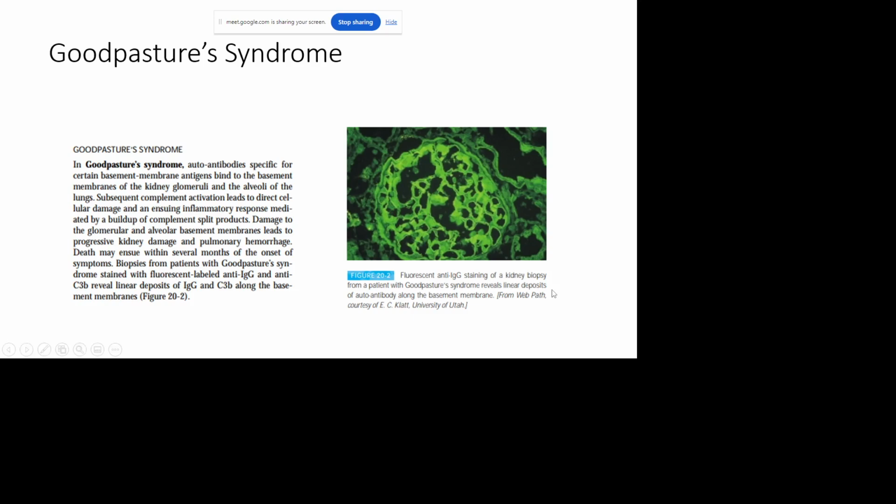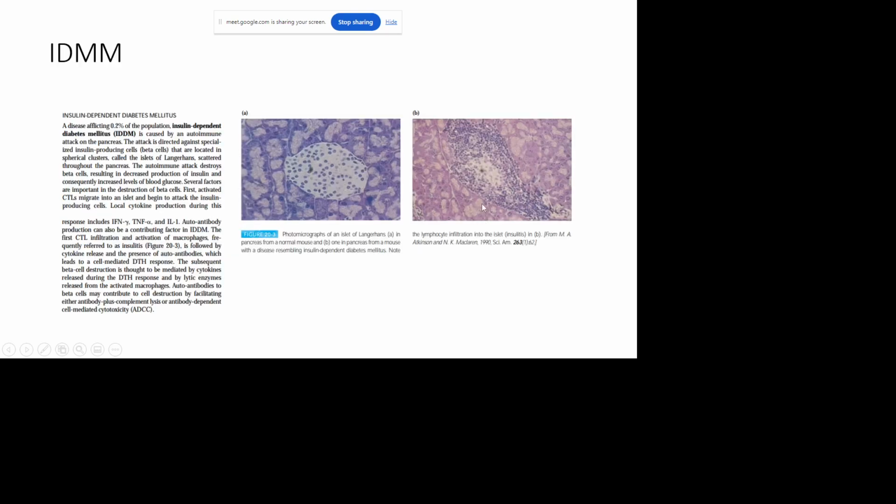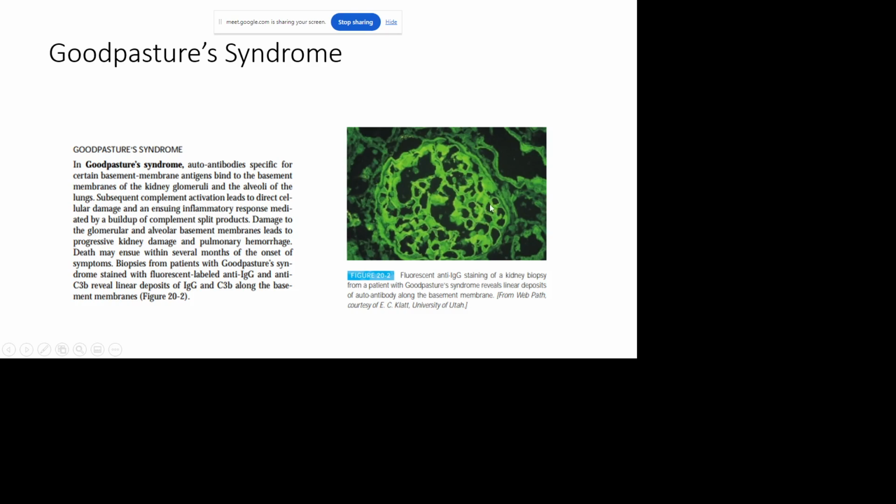In this micrograph, you can see fluorescence anti-IgG staining of a kidney biopsy from a patient with this syndrome, right? Here they have used a secondary antibody, anti-IgG. Now, as we know, in this disease the kidney basal membranes will be bound by the antibodies.